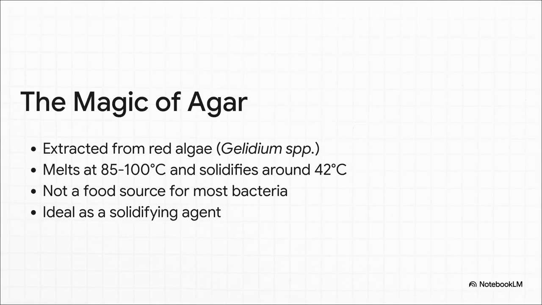Okay, so the secret ingredient is agar. It's a complex sugar that comes from red algae, and it has these almost magical properties. You can sterilize it at a super high temperature, but it only solidifies at a temperature that's cool enough not to kill the bacteria. And here's the most important part. Bacteria can't digest it, so it becomes the perfect, stable stage for microbes to grow on. It's like an edible plate that nobody actually eats.